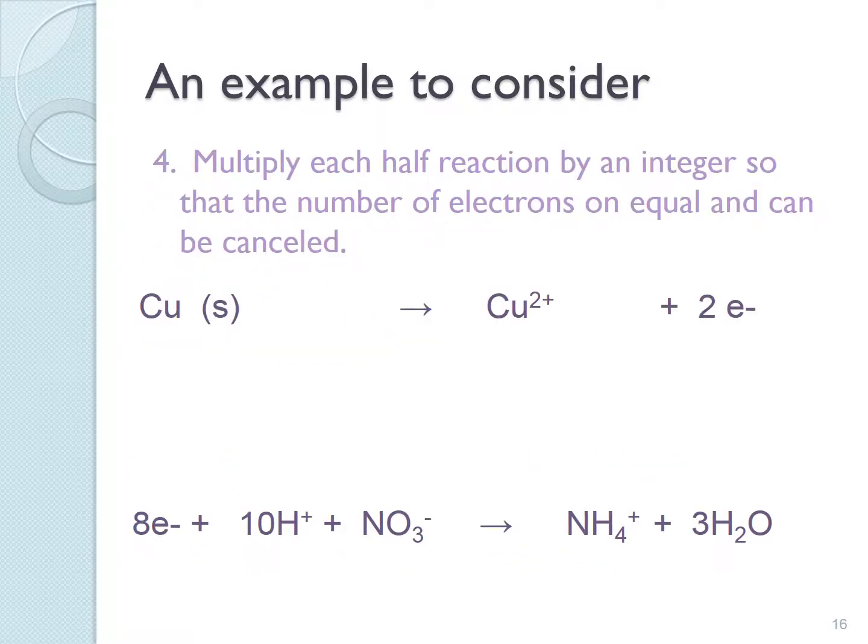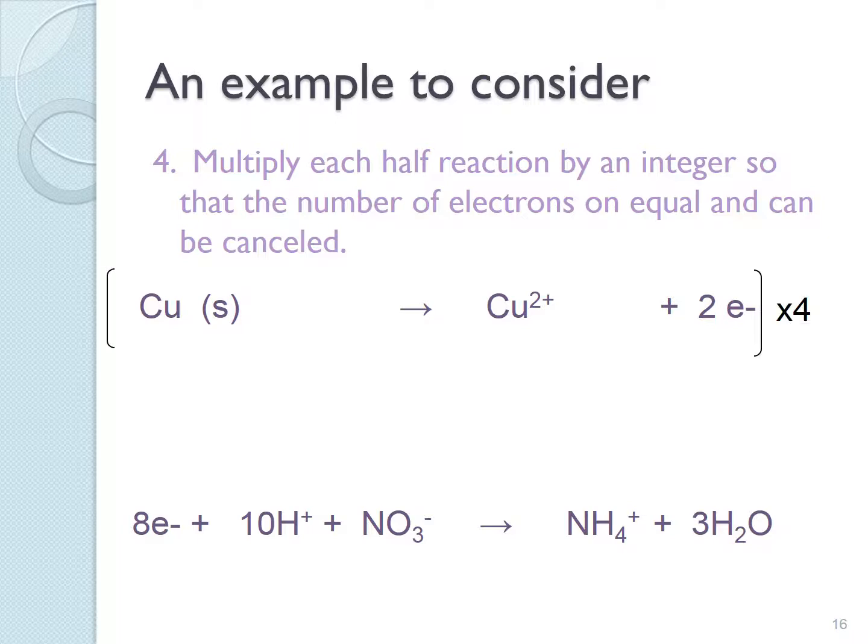Now, the next thing we have to do is multiply each half reaction by an integer to get the number of electrons to be equal between the two half reactions. So in this case, we see that copper going to copper 2+ gives off 2 electrons. However, we need 8 electrons for the second half reaction. So somehow we're going to have to get 8 electrons on the right-hand side. We have 8 on the left-hand side. So to do that, we're going to have to multiply by 4.